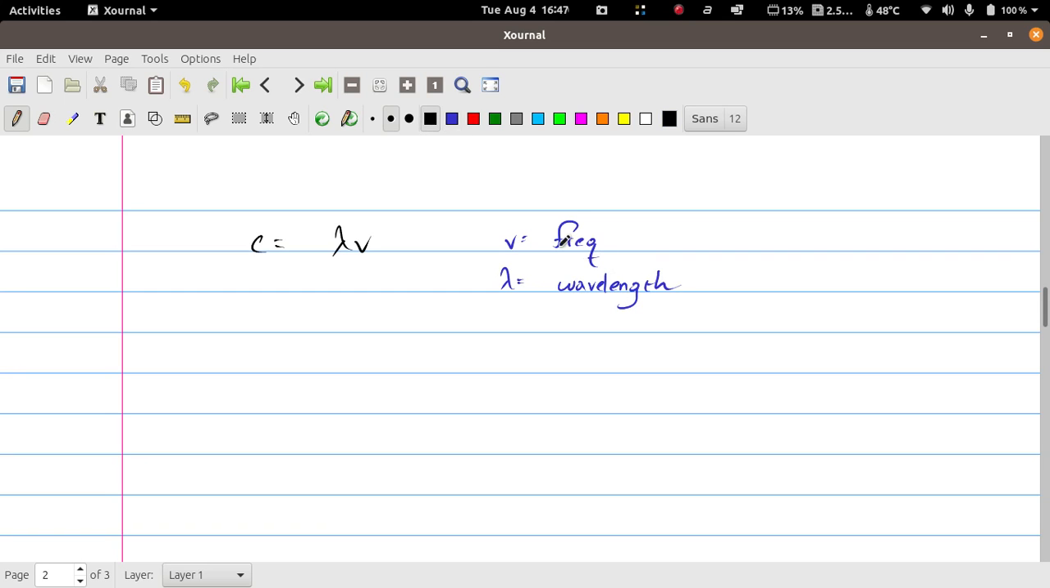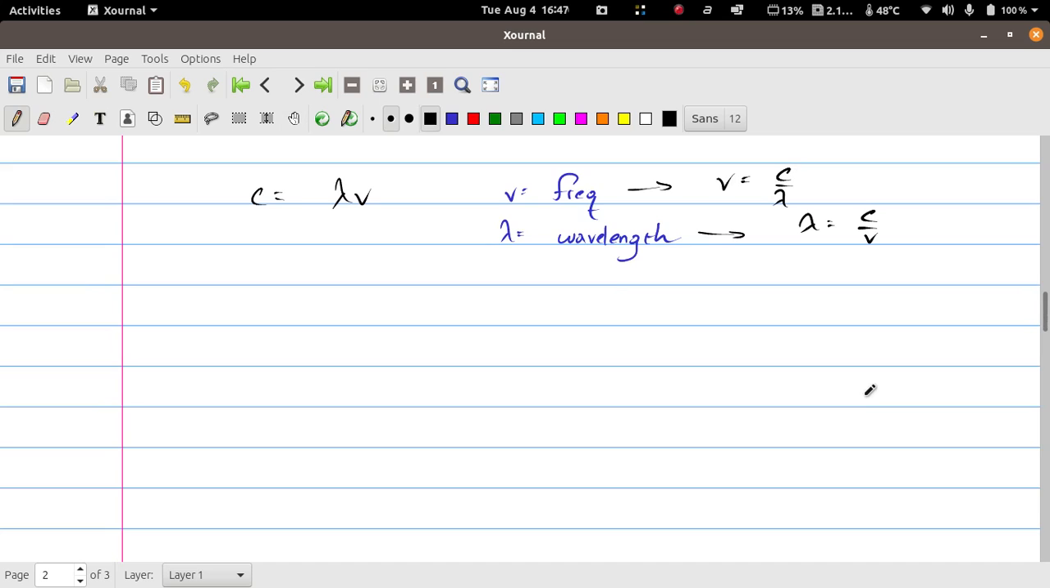So if you wanted to find either one of these, let's say we wanted to find wavelength, you would do wavelength equals C over V, and then frequency would be V equals C over lambda. It's not too complicated, but it's just something that you should know. I mean, if you know this, then you'll be fine, because you can just do the algebra.